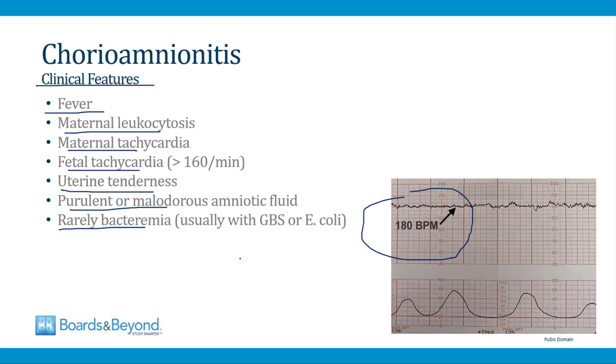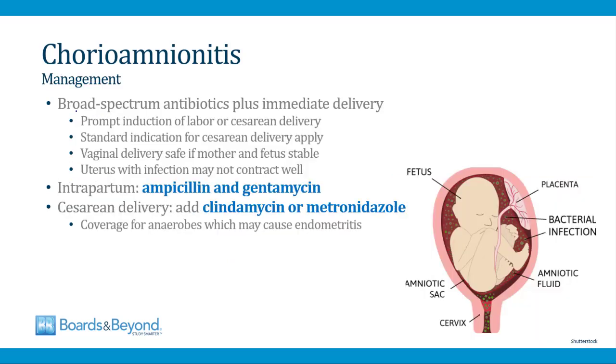This usually happens when the cause of the infection is Group B strep or E. coli. So in a woman who has ruptured her membranes, who develops fever and a white count, the working diagnosis is usually chorioamnionitis, and the treatment is with broad-spectrum antibiotics plus immediate delivery. Usually there's prompt induction of labor or cesarean delivery.